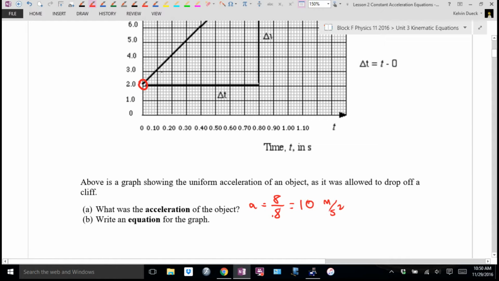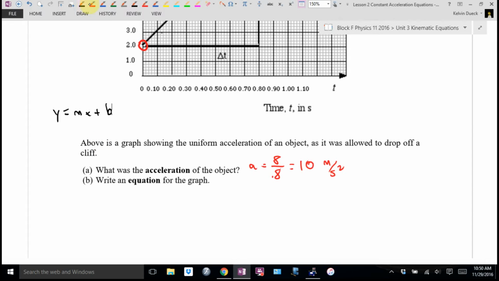In fact, I can write an equation for this graph. Now, the equation is going to be based on y equals mx plus b. But what should I use instead of the letter y? What's on the y-axis? What would be a smarter letter to use? On the y-axis. V, yes? Don't overcomplicate it. V equals, now here is the slope. We just found the slope in part A, 10.